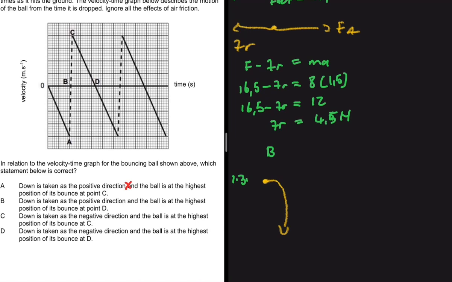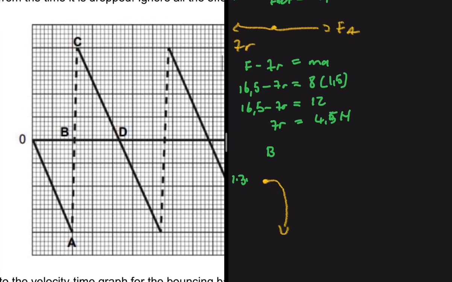Let's look at B. B says down is taken as positive. Again, we know that B cannot be correct because we can easily see that down is not taken as positive. Let's look at C. Down is taken as negative. Right, now there's something to think about. Down is taken as negative and the ball is at its highest point of its bounce at C. C is right here. And we know fully well that at the highest point, v equals 0 meters per second. So C cannot be our highest point because velocity is not equal to 0 at that point.